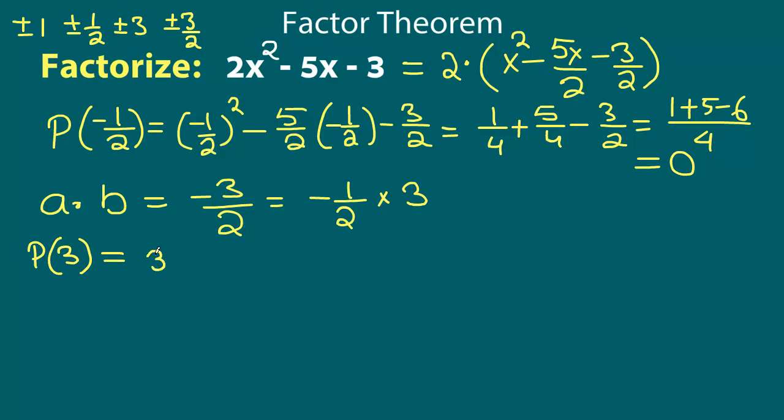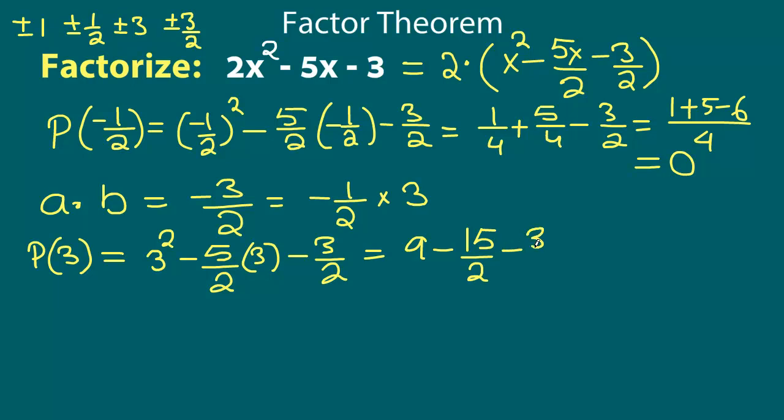So it'll be 3 squared, right? It'll be x squared. So 3 squared minus 5 by 2 times 3 minus 3 by 2. Or 3 squared will be 9 minus 15 over 2 minus 3 over 2. So here we will take 2 as LCM. This will be 18 minus 15 minus 3. Minus 15 minus 3 is minus 18. 18 minus 18 is 0. And yes, indeed, this is 0.